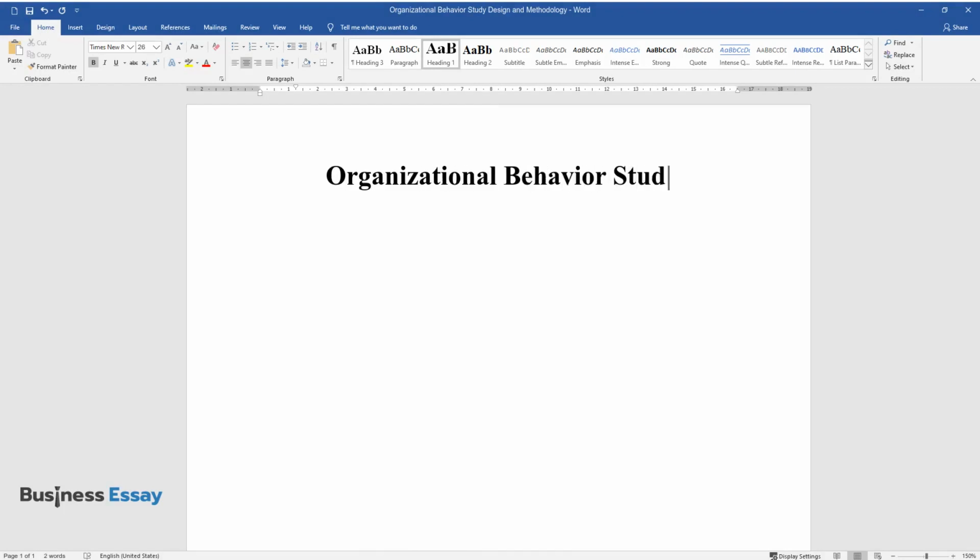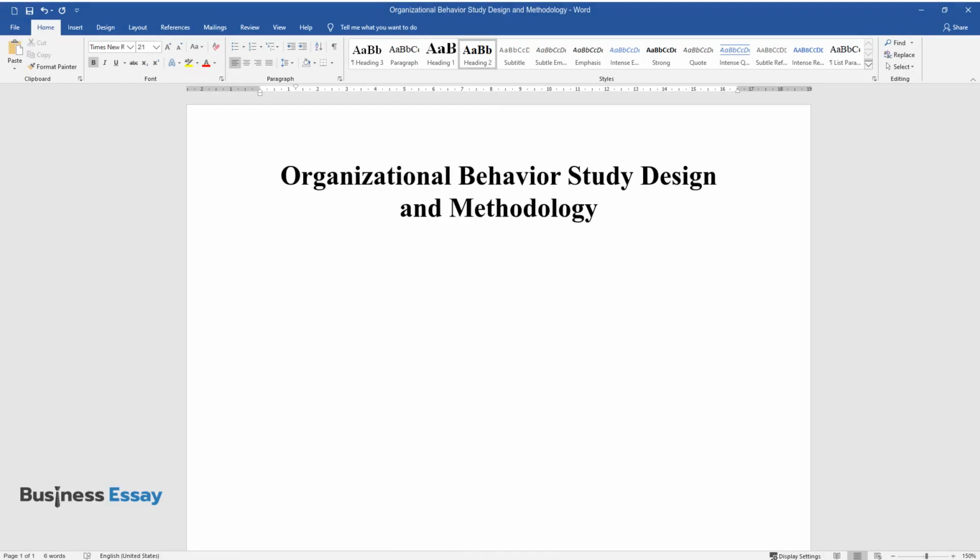Organizational behavior study design and methodology. Abstract. Organizational behavior is a critical issue for many companies.